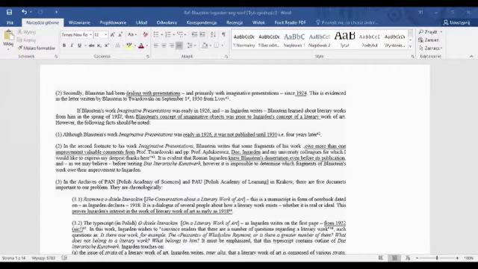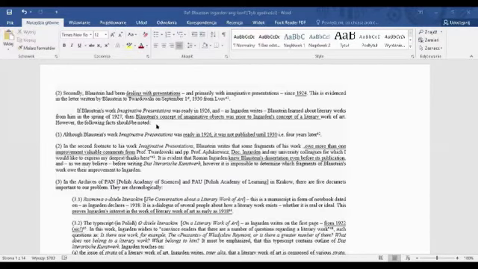If Blaustein's work, Imaginative Presentation, was ready in 1926, and as Ingarden writes, Blaustein learned about literary works from him in the spring of 1927, then Blaustein's concept of imaginative objects was prior to Ingarden's concept of a literary work of art. However, the following fact should be noted.